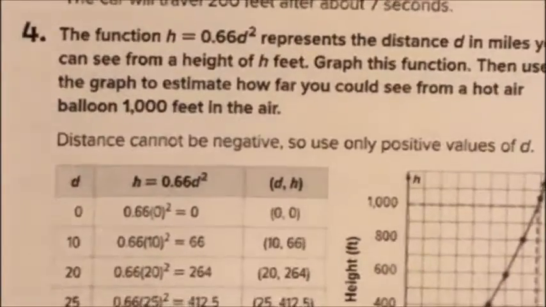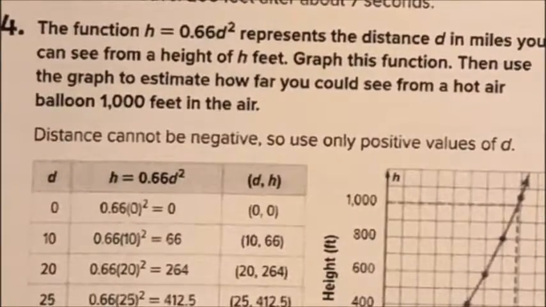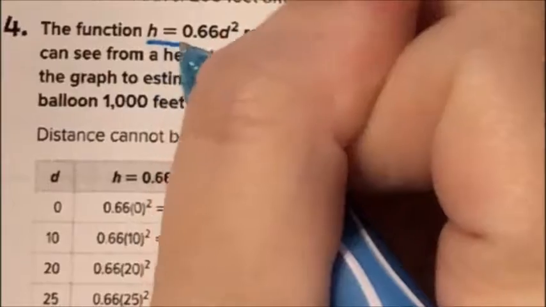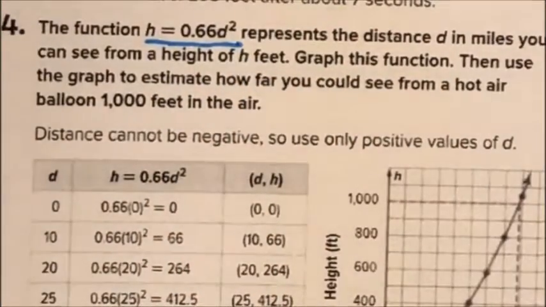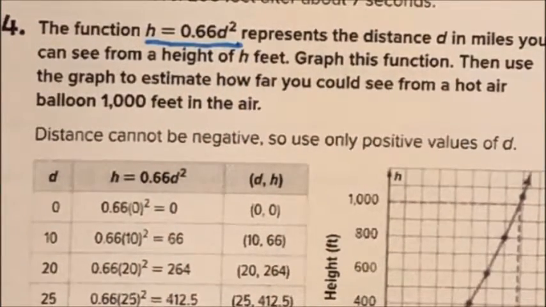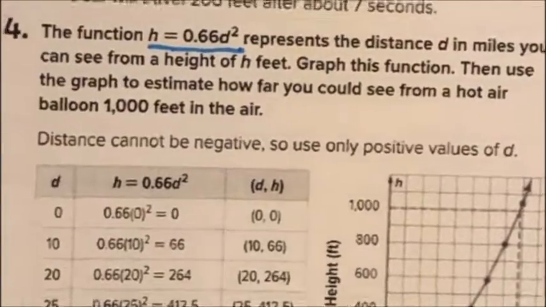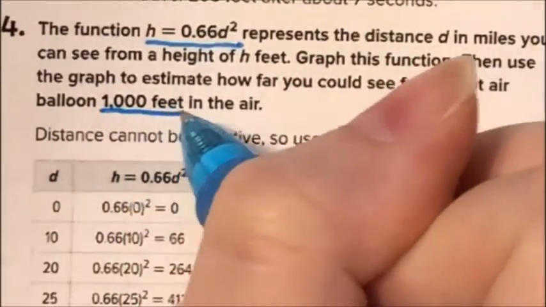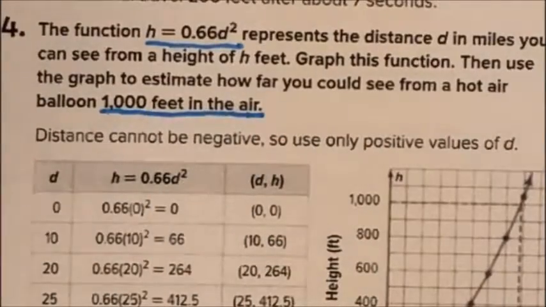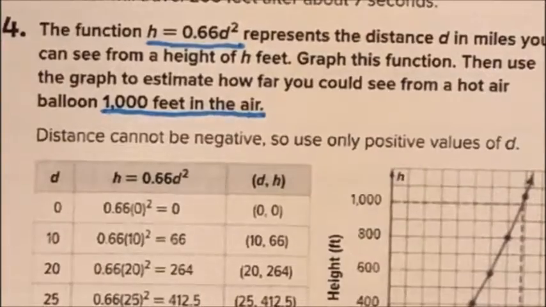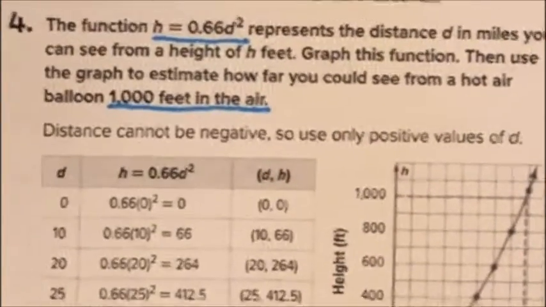Number 4 says the function h equals 0.66 d squared. Again, quadratic function because of that squared. Represents the distance d in miles you can see from a height h feet. Graph this function, then use the graph to estimate how far you could see from a hot air balloon 1,000 feet in the air. Okay, so 2 things they're asking me to do. They're asking me to graph first, and then they're asking me to find something specific.